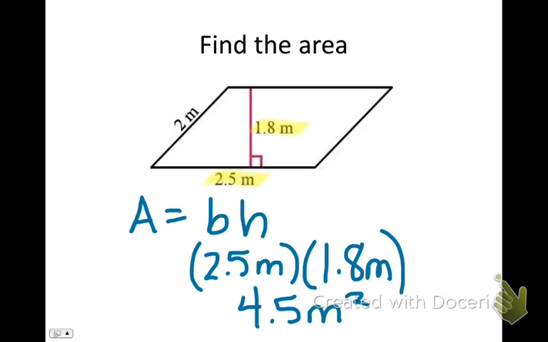So notice this 2 over here was just kind of extra. We didn't need that. If it were a rectangle, if this angle right here were a right angle, that would be the width of the rectangle, but it's not. So remember, you almost have to visualize being able to cut right along this line and sliding that over so that the 2 diagonal edges would meet, and then you would have a rectangle that has a length of 2.5 equivalent to the base and a width of 1.8 equivalent to that height.